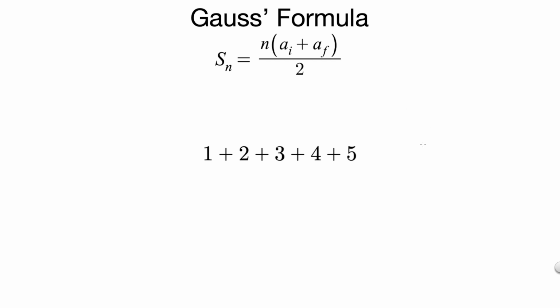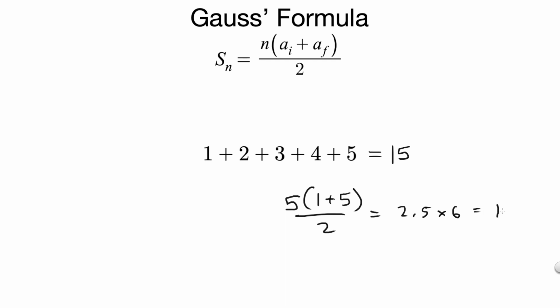Here's one more example. Right off the bat, many of you probably know that this is already equal to 15. However, you might recognize that we can't make pairs out of all these numbers. We can make a pair here and here, but we're going to be left with 3 in the middle. However, Gauss's formula still works. We have 5 total numbers, our initial number is 1, our final number is 5, and we're dividing by 2. This is the same as 2.5 times 6, or 15.